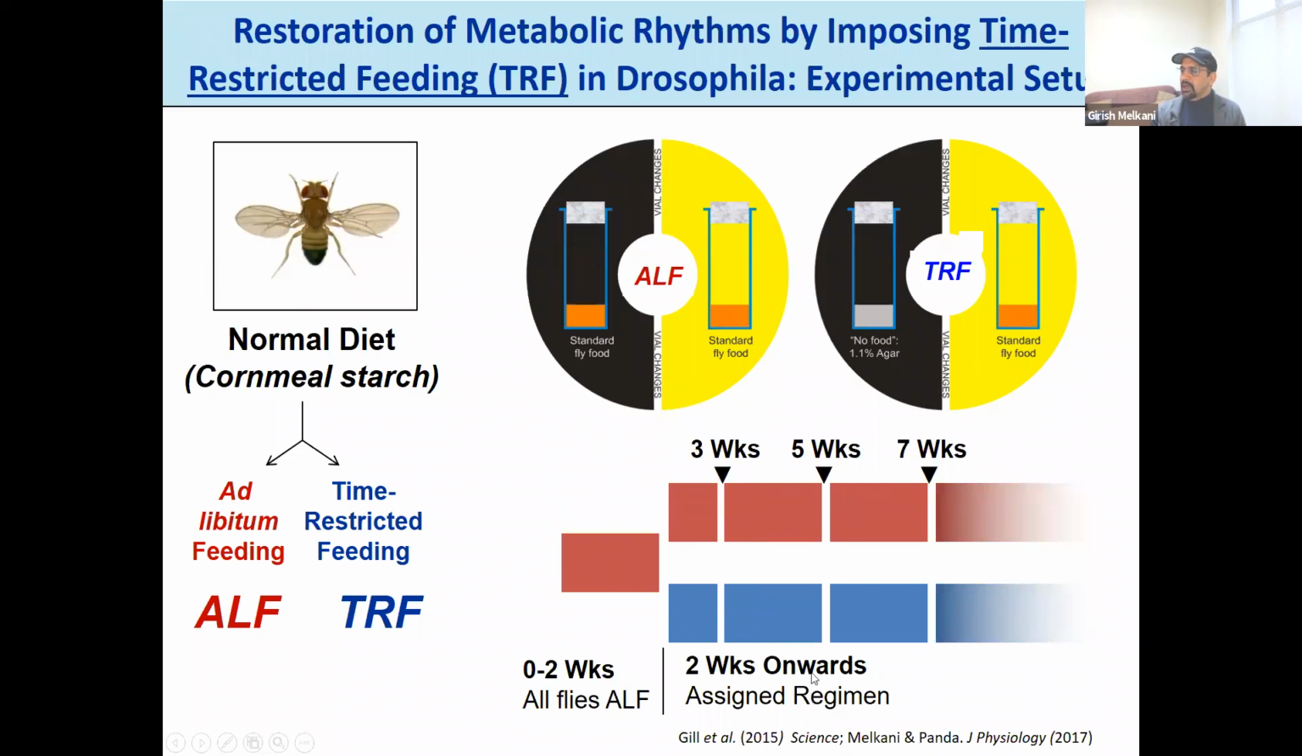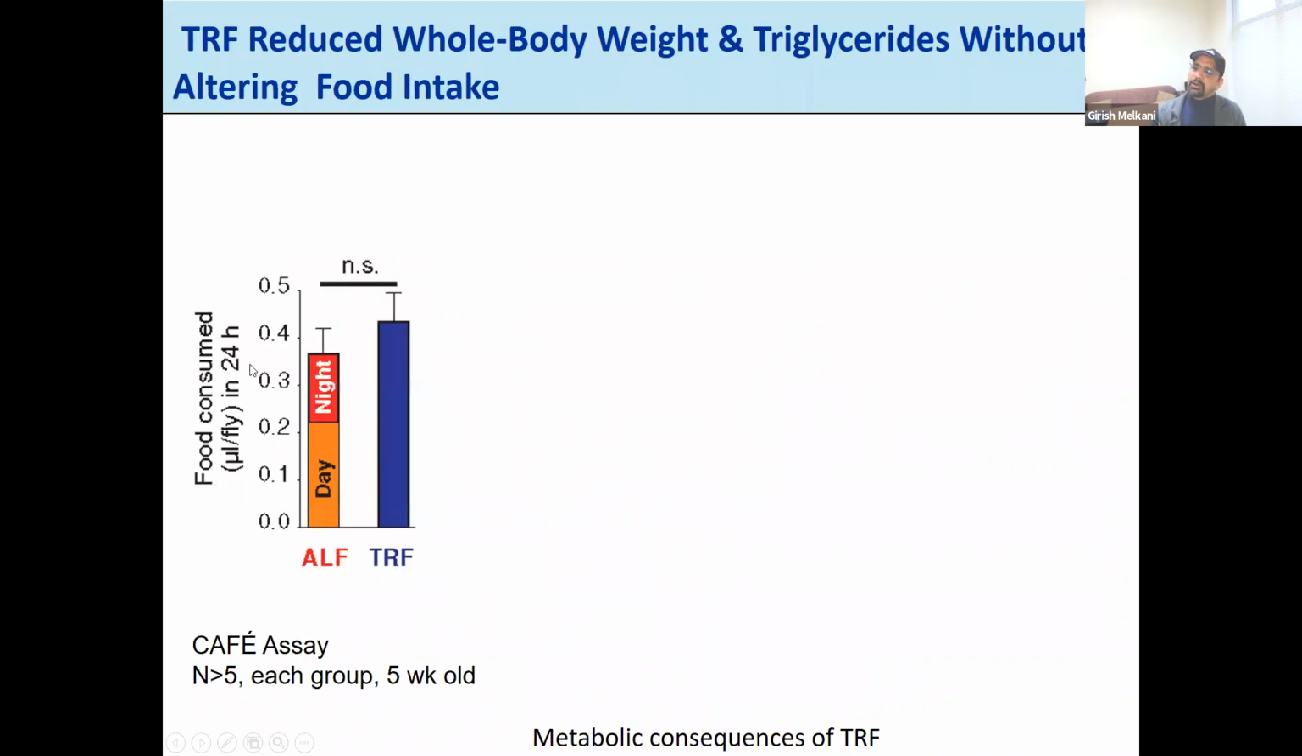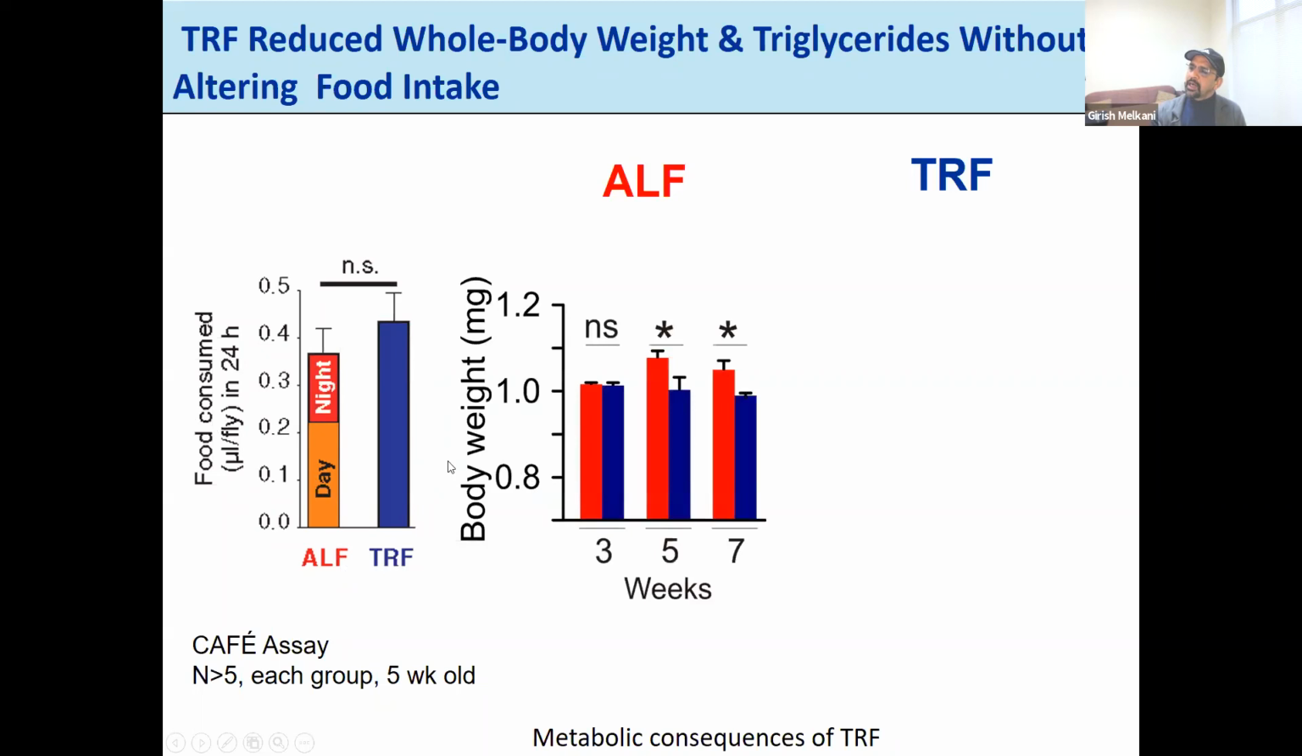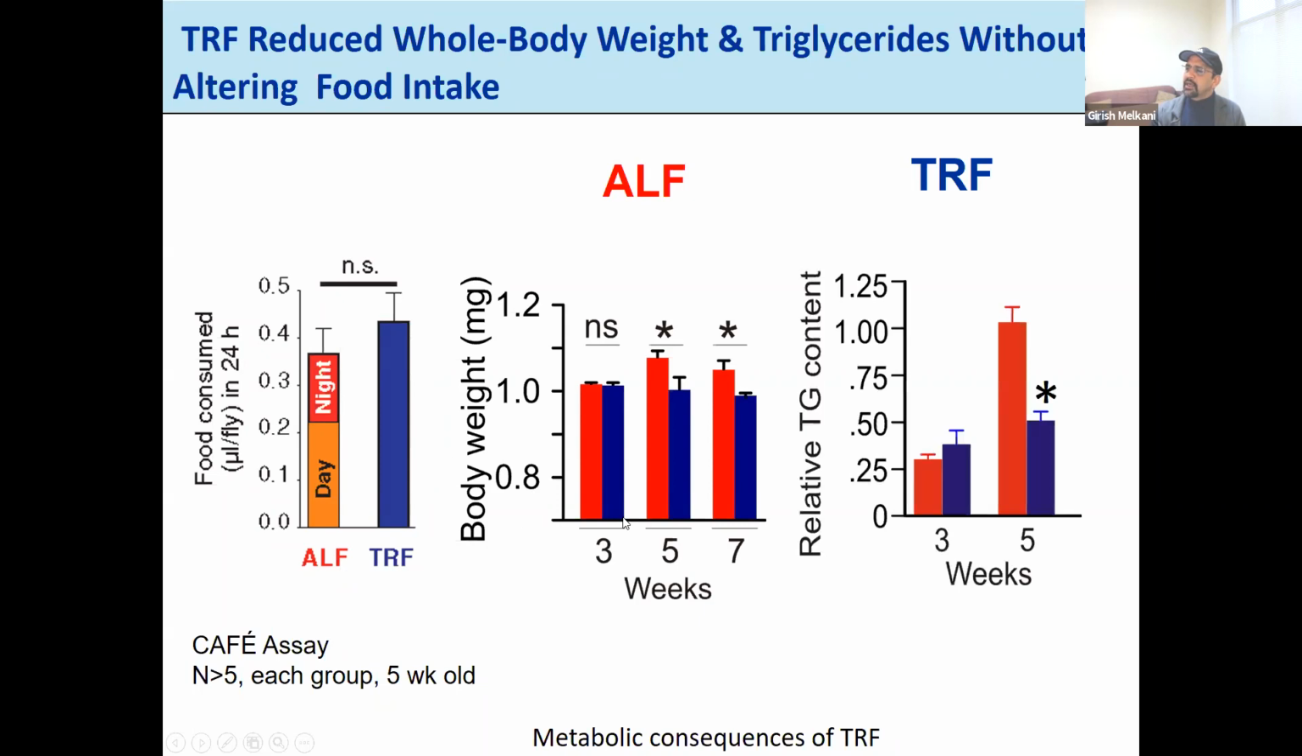Okay. So then we did the experiment at various stage, and we want to check what is their feeding behavior. As I said, the ALF has freedom to eat anytime. Yes, indeed, they eat about one third of, if not more, of their food during nighttime. But these TRF flies, they eat same amount of food, if not more, in that 12-hour period that we feed them. Then you look at the body weight. As you can see, weight increase, then it decrease, and then triglyceride content is also decreased.